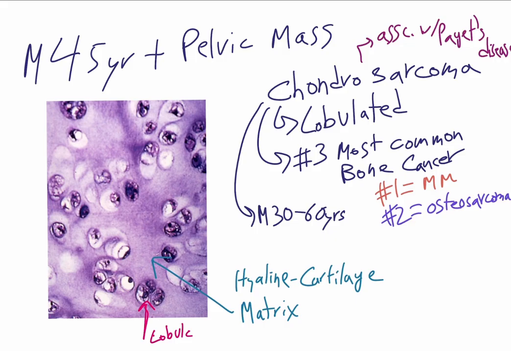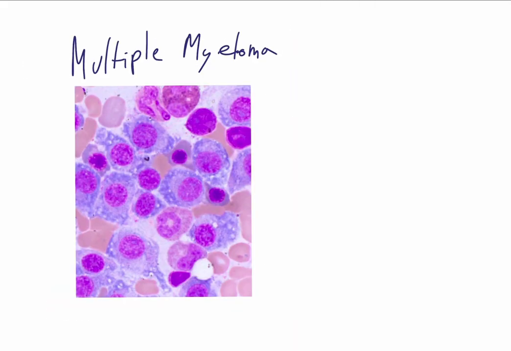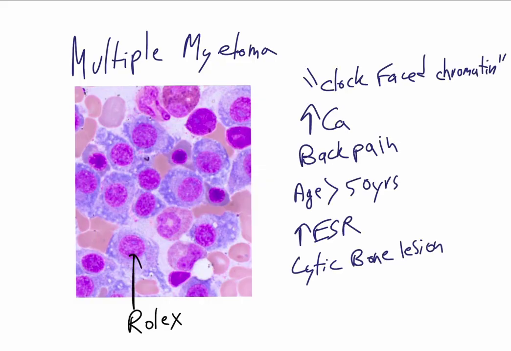Now, next up, here is a slide for multiple myeloma. In this slide, I want you to recognize the plasma cells. The histology looks very different. The buzzword you need to be familiar with is clock-faced chromatin inside the plasma cell. This is a buzzword that they might give you, all right?